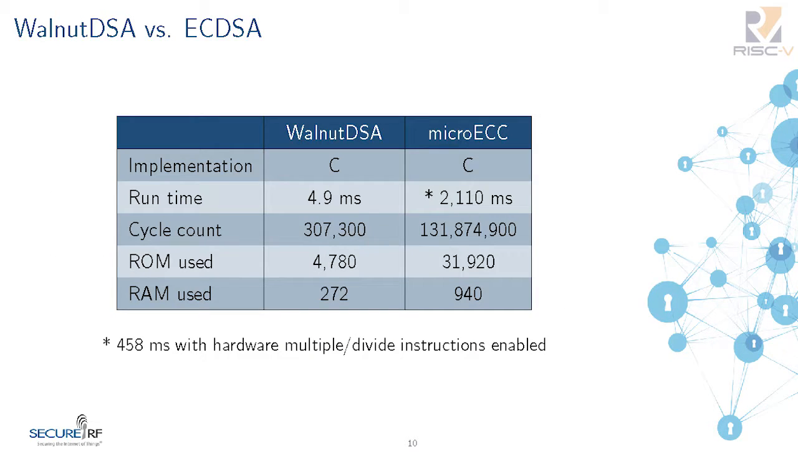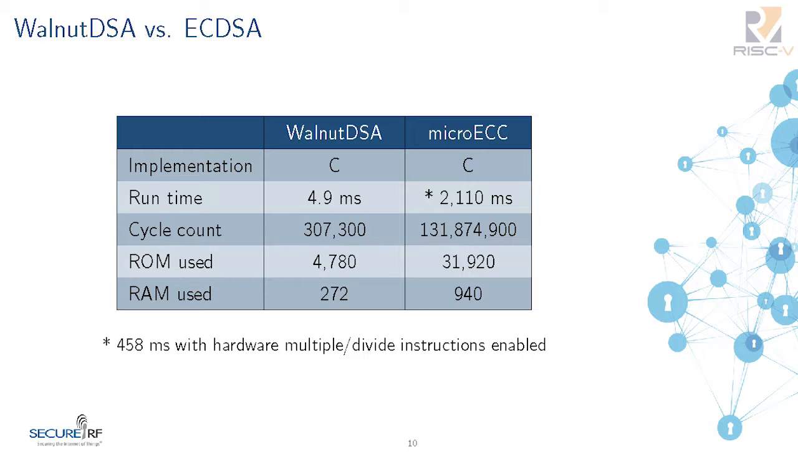The first thing we did was take our code, Walnut DSA, build it, and compare it to micro-ECC, which is an open source implementation of elliptic curve. The first thing I should point out is the runtime and cycle counts that you see. Basically, the runtime for a verification of our signature on Walnut was 4.9 milliseconds versus over 2,000 milliseconds, over 2 seconds, for an ECC verification.